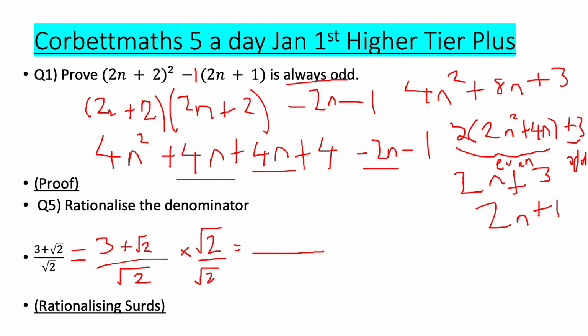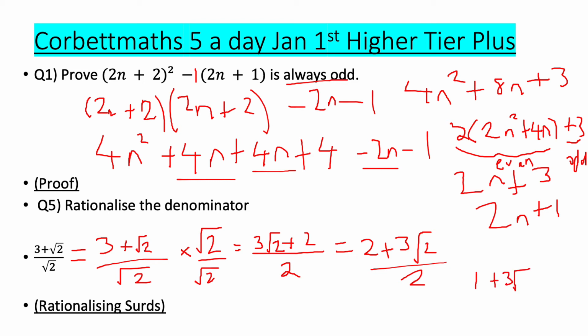So on the top, 3 times root 2 is 3 root 2. And root 2 times root 2 is going to be 2, okay? So I'm going to have 3 root 2 plus 2 over 2. So it's the same as saying 2 plus 3 root 2 over 2, which I can just simplify. So I'm going to have 1 plus 3 root 2 over 2.